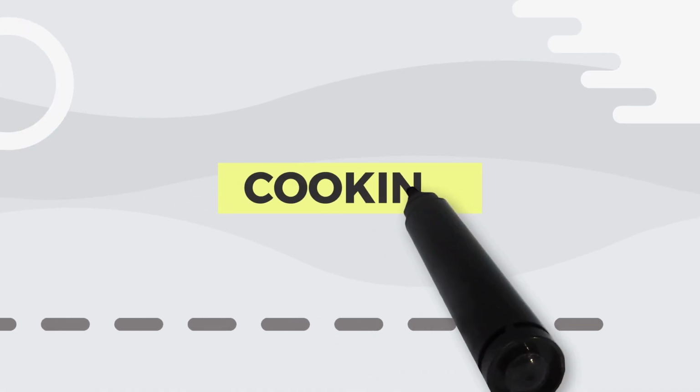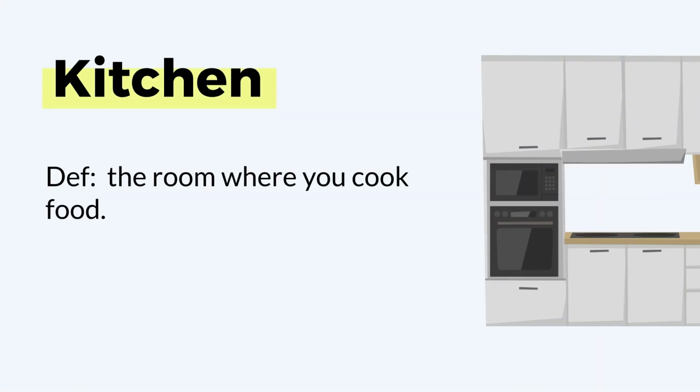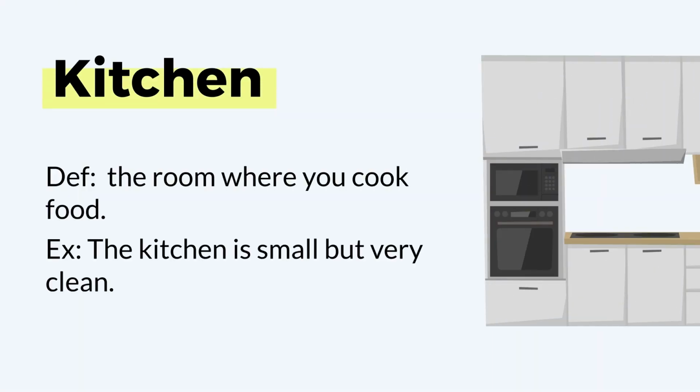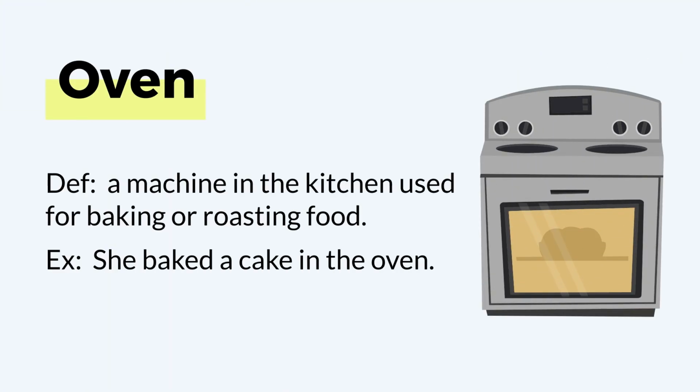Let's explore some essential vocabulary about cooking. First up is kitchen, which is the room where you cook food. For example, we can say the kitchen is small but very clean. Next, we have oven, which is a machine in the kitchen used for baking or roasting food. For example, we can say she baked a cake in the oven.